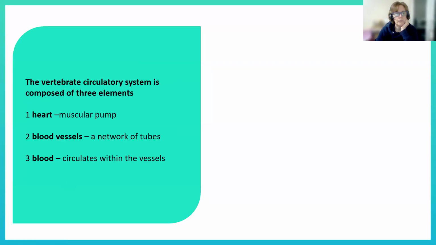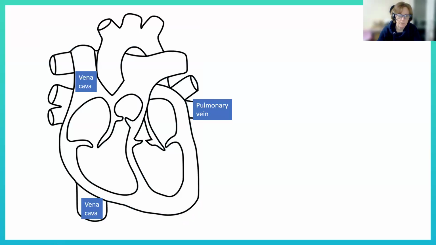So we have three components of the system: the heart, which is a pump, which we just had a brief look at. We've got the blood vessels, which are all the tubes through which the blood flows, and the blood itself, which we've spoken about in an immune way so far, but not in a transport way. So we're going to start having a look at the structure of the heart then.